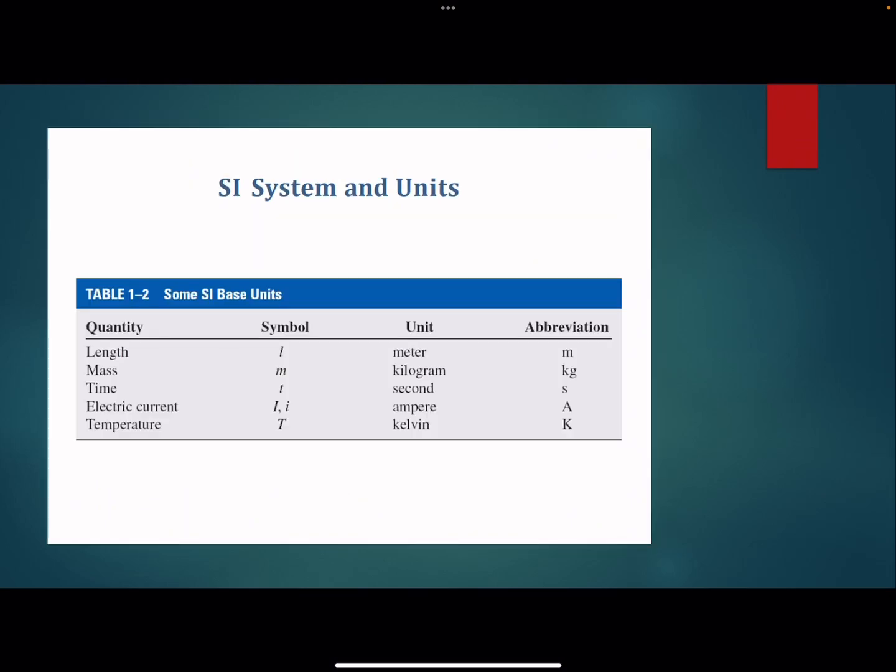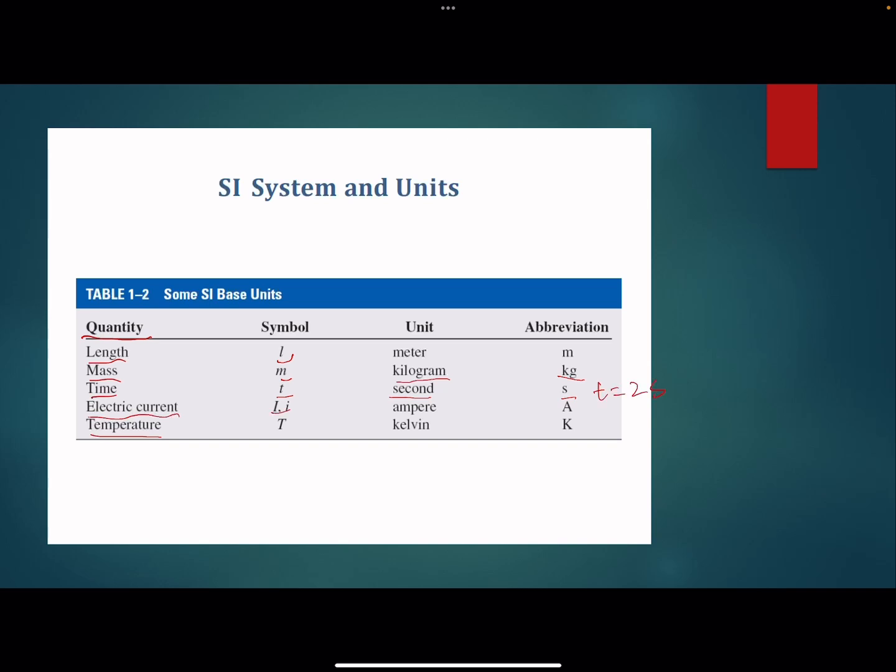SI system and units. So we have quantities: length, mass, time, electrical current, temperature. For length, we use the symbol L. For mass, we use M, and the unit for mass is the kilogram, which has the symbol kg. For time, we use T, and the unit is seconds, with the symbol s. So let's say T equals 2 seconds.